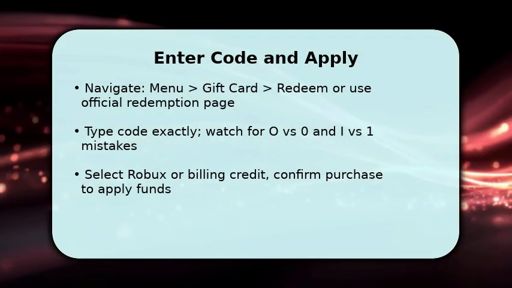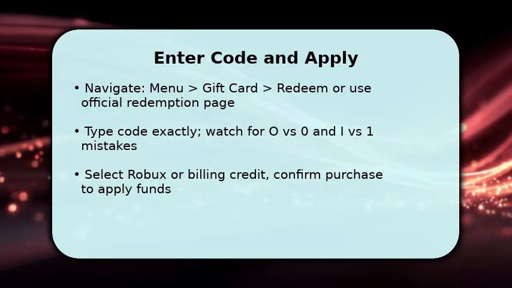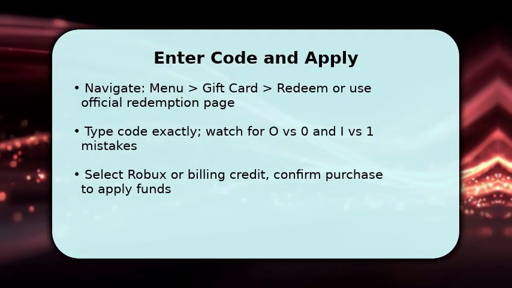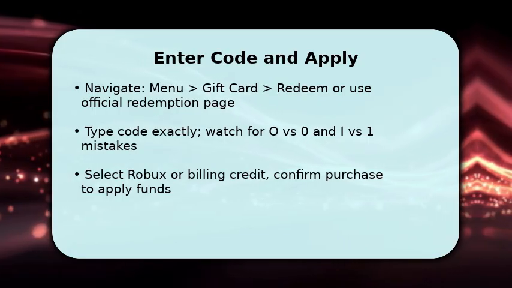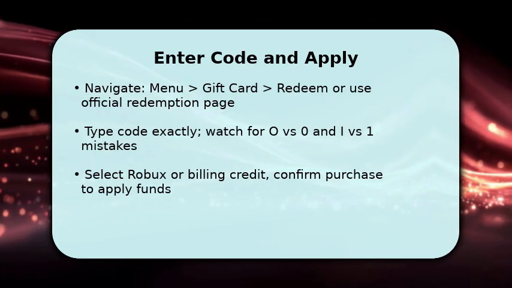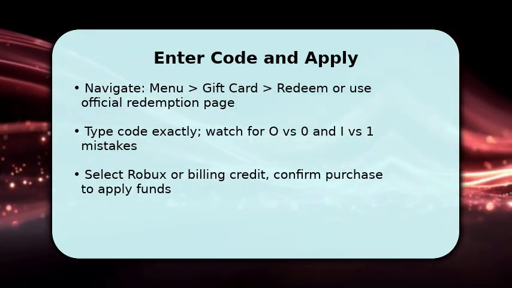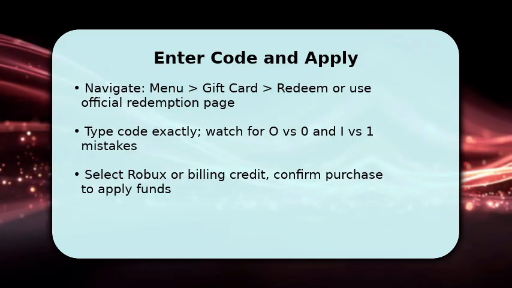Once on the redemption interface, paste or type the code into the entry box and double-check characters. Letter number errors cause failures. After validation, choose whether to convert the balance into Robux for instant purchases or into billing credit for later use. Selecting Robux applies a specific bundle price, while credit sits in your account.